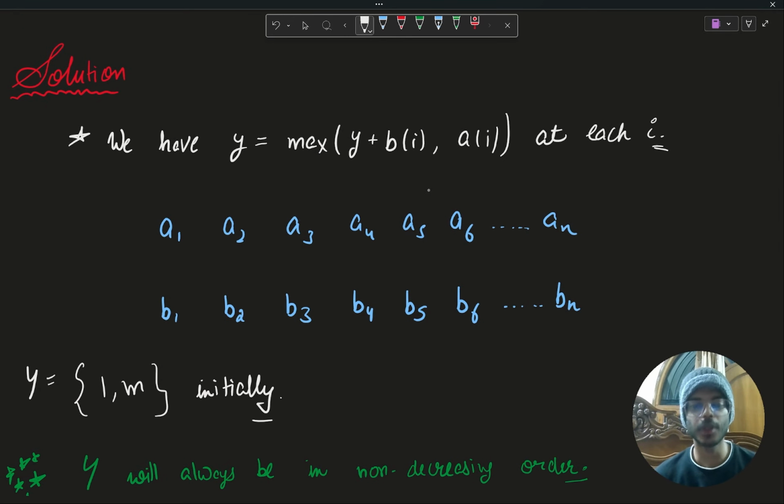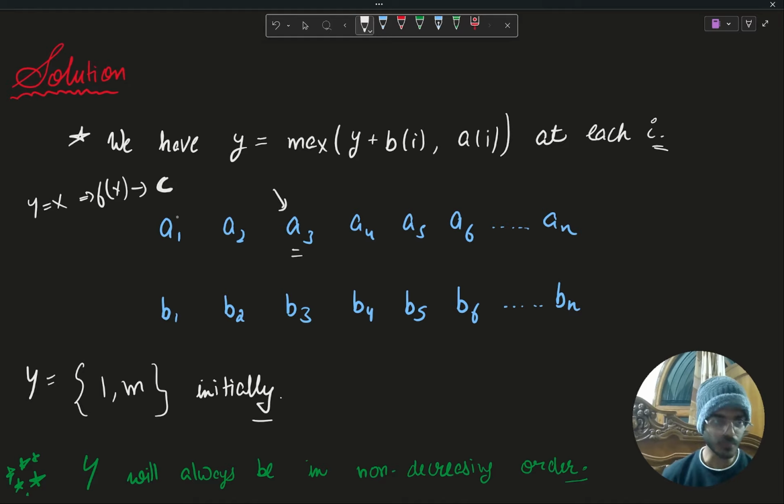So let's say for some y equal to x, y became equal to a of 3, right? Y became equal to a of 3, and we just did the operation. We just did it then for a of 4, then a of 5, then a of 6, and the final answer, this final f of x that we got, was equal to, let's say, some c, right?